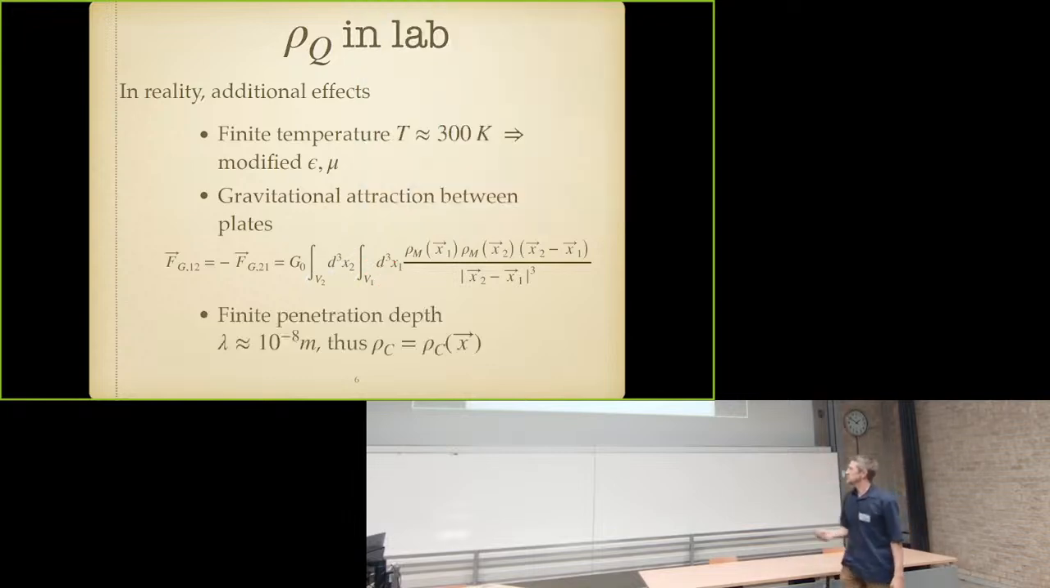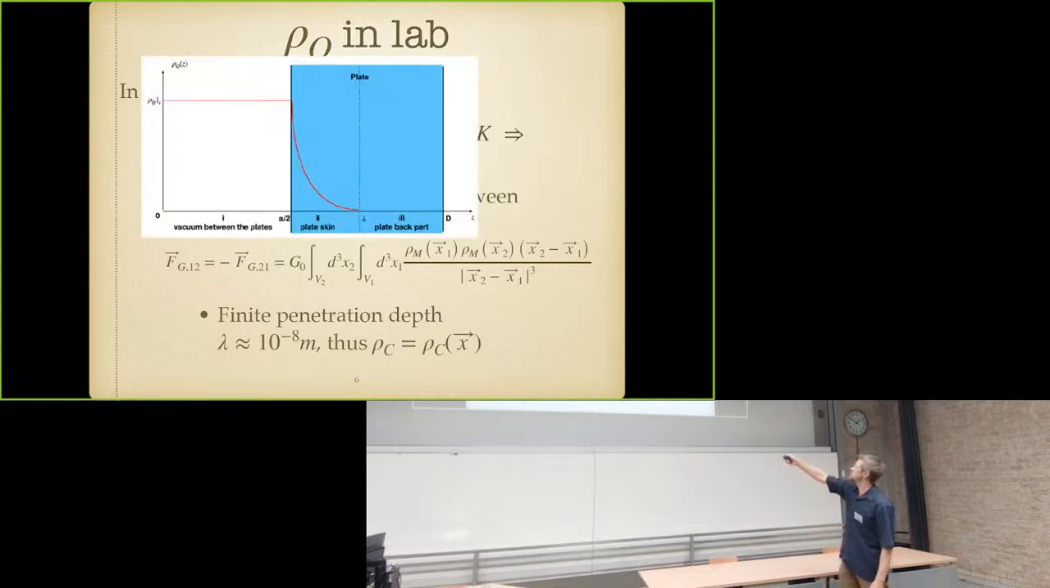Another relevant effect is the penetration depth, which means that the electromagnetic modes, which have a boundary condition on the plates, are not actually perfect. If this blue thing is the plate, the energy density somehow penetrates the plate, because in real life nothing is perfect. So you have this penetration depth, and that's about 10 to the minus 8 meter. And this tells us immediately that the energy density of the Casimir experiment is not a global constant, but actually depends on the space-time position where we're sitting.